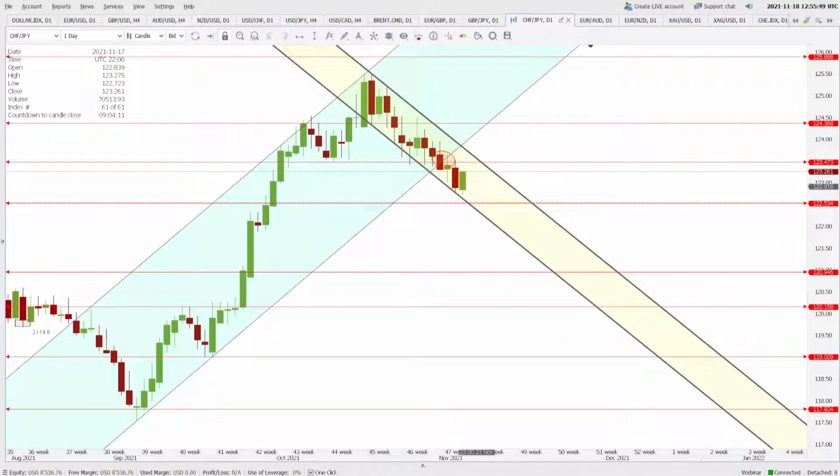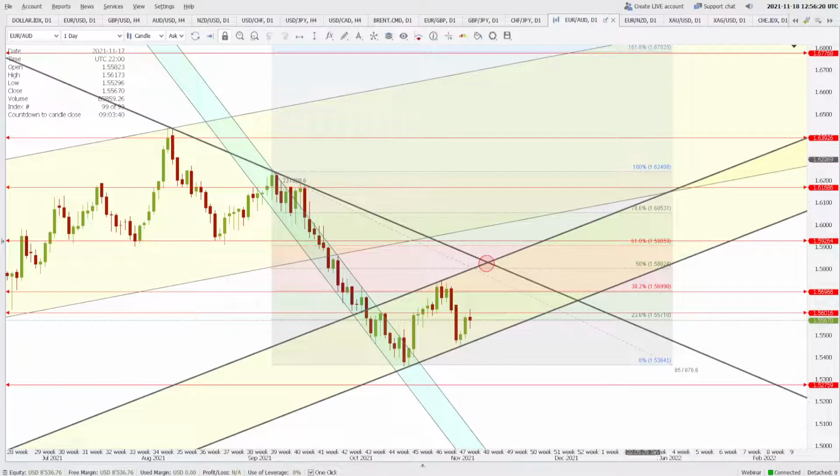CHF Jpy, I am expecting 122.53 area to be tested before the fresh buyers emerge, but today there seems to be a green candle. I don't think it is going to last till the time we don't see a close higher than 123.47. 124.36 will not be exposed, so we need a closing above 123.47 for 124.36 to be exposed. So right now resistance is at 123.47 and the support is at 122.53 in this market.